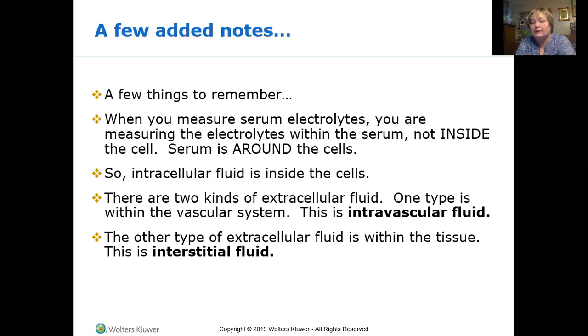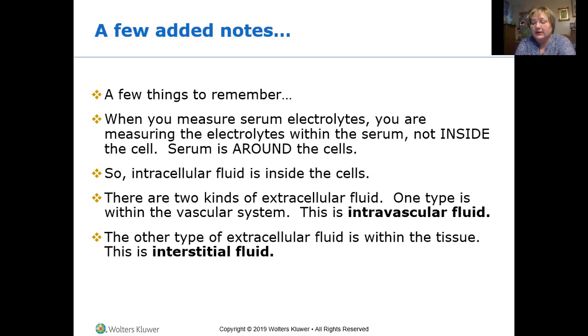When we're measuring labs, say for instance sodium, the serum sodium level is normally 135 to 145. That is a sodium level around the cell, not inside the cell. If we had a tiny, tiny syringe and could measure inside the cell, it's very opposite. We'll talk more about that in a minute. Sodium is normally very low inside the cell and high on the outside, 135 to 145.